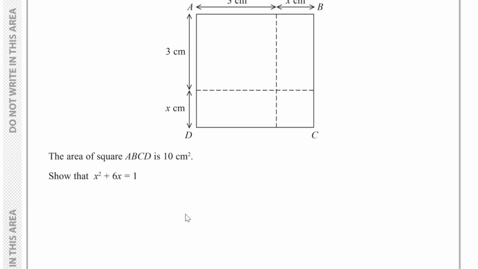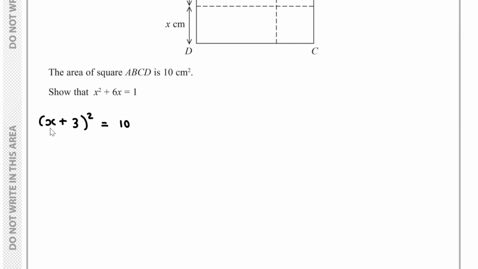Well, the area of a square here will be given by x plus 3 all squared. And we know that this is equal to 10.